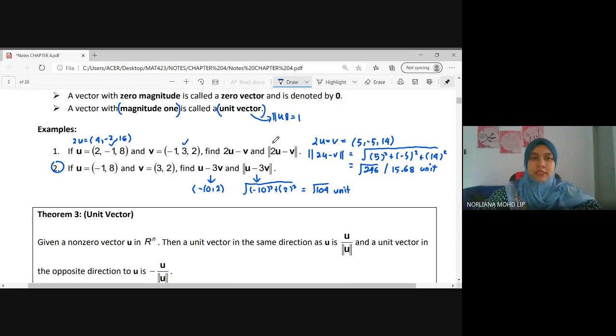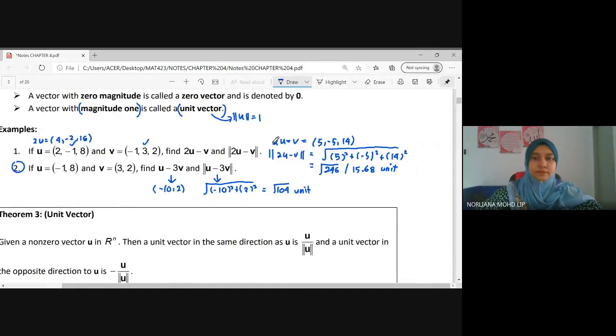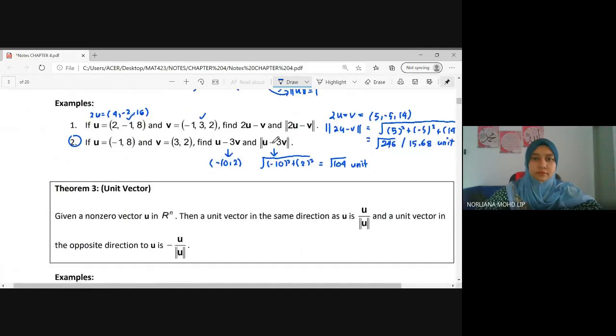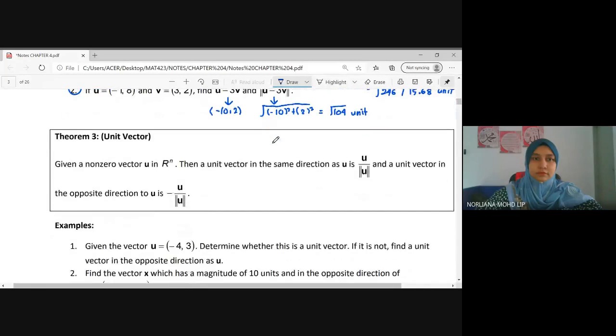Okay, next we look at the unit vector. Before this, I mentioned that the unit vector is the vector with magnitude equal to 1. This unit vector has magnitude equal to 1.